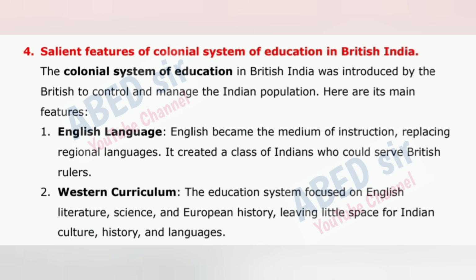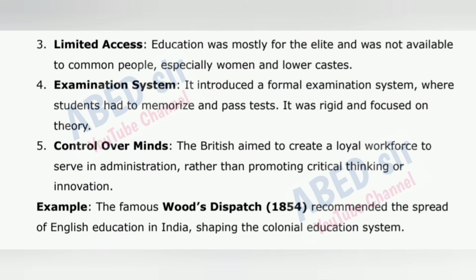2. Western curriculum. The education system focused on English literature, science, and European history, leaving little space for Indian culture, history, and languages. 3. Limited access. Education was mostly for the elite and was not available to common people, especially women and lower castes. 4. Examination system. It introduced a formal examination system where students had to memorize and pass tests. It was rigid and focused on theory.